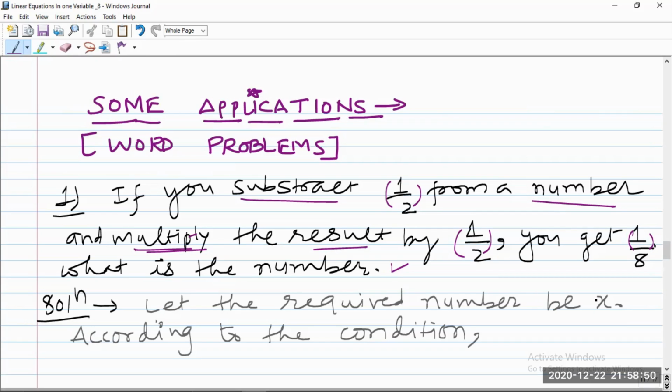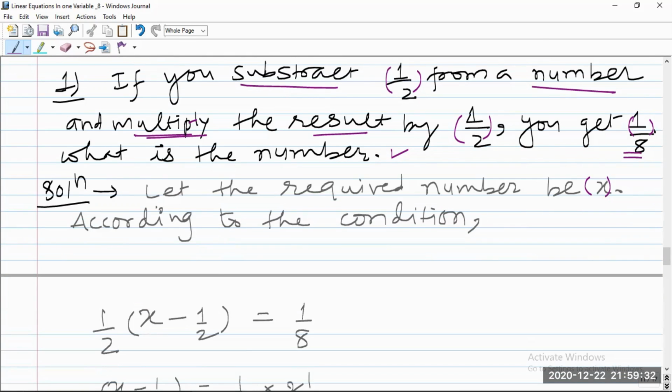So in such an example, first we consider the required number as x and try to operate these operations with this x. So what is given here, if you subtract 1 by 2 from a number, so subtract 1 by 2 from number means subtract 1 by 2 from x, means it becomes x minus 1 by 2. And what is given, multiply the result, means multiply that x minus 1 by 2 by 1 by 2 again, means that expression will become 1 by 2 times x minus 1 by 2. So what does it give us? It gives us 1 by 8, means it is equal to 1 by 8. So in this way, using this condition, we can have the equation of this kind. First 1 by 2 is subtracted from the required number x, and that result, if we multiply it by 1 by 2, gives us 1 by 8. So this is so simple.